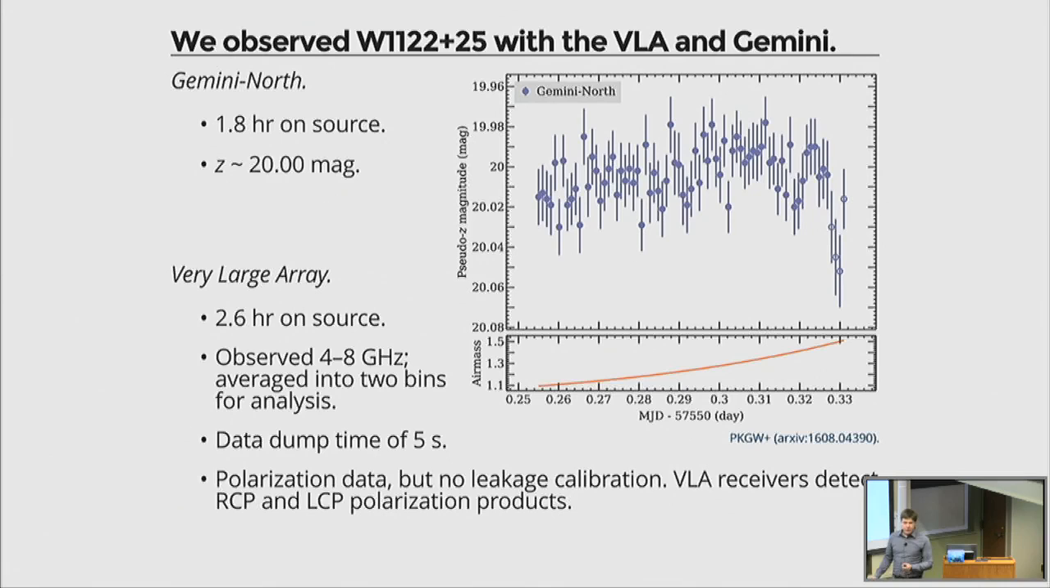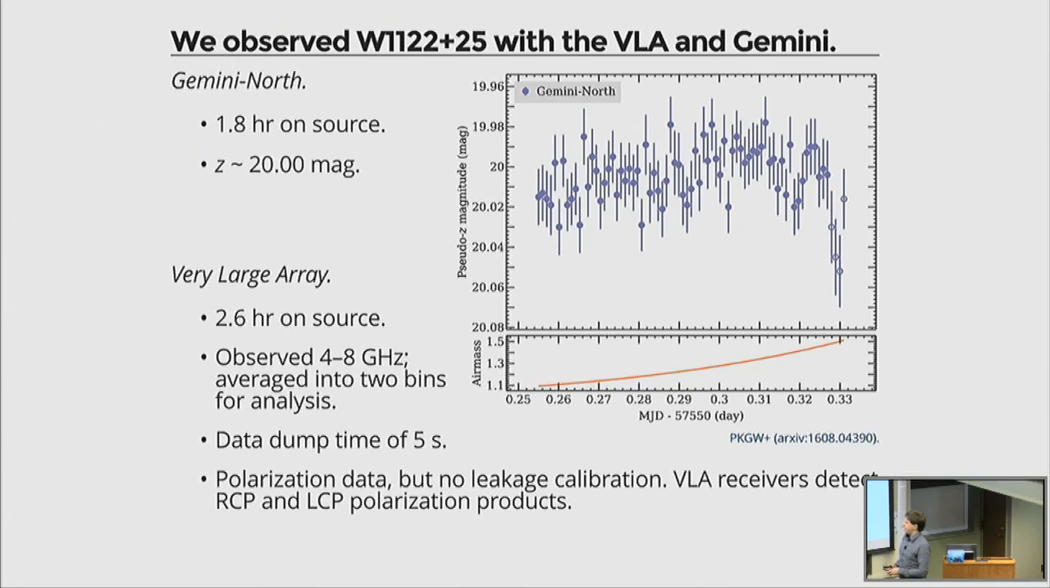The radio emission that we got, first I want to talk about what the data looked like. We ended up with about 2.5 hours on the target. With the VLA, we're observing in what we call C-band, a very broad bandwidth of 4 to 8 gigahertz, with lots of channels. For the analysis, we just divided it into two halves, low and high, an average of 5 and an average of 7 gigahertz. We have 5-second time resolution in the raw data.